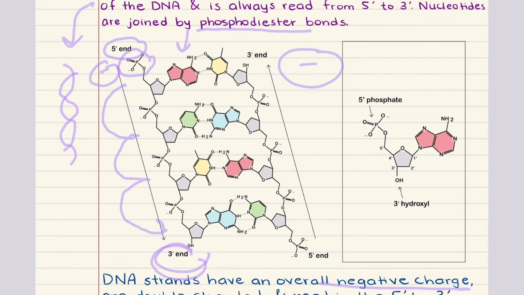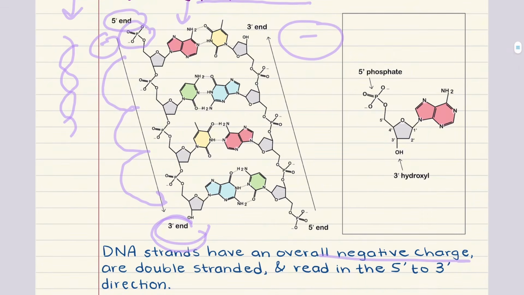But building on that, one strand is going to read from the 5' to the 3' direction. The other strand that's attached to form this double helix runs from the 3' to the 5'. And this is anti-parallel, meaning it goes 3' to 5'. And this anti-parallel orientation is really important for base pairing, replication, and transcription, which we're going to get into soon.